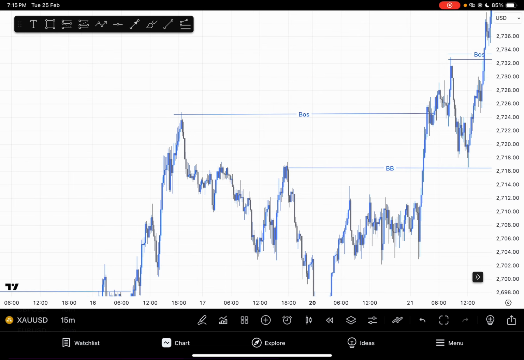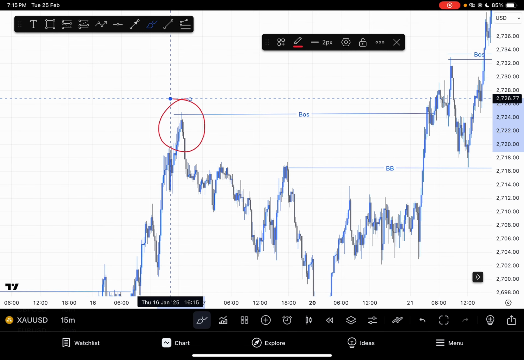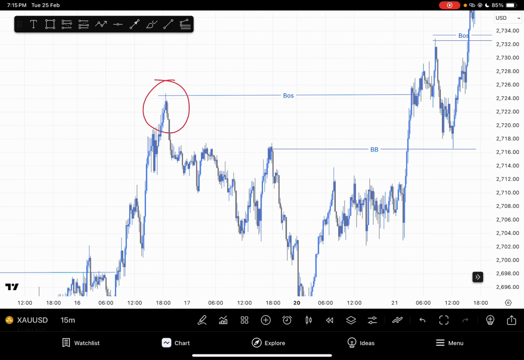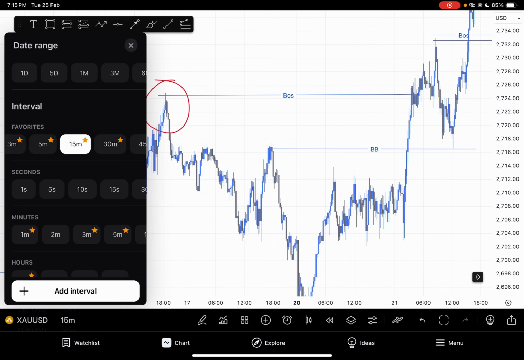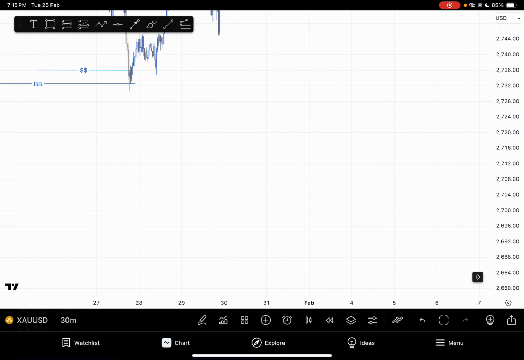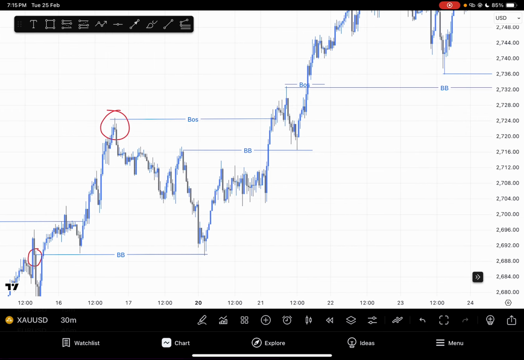Price created another break of structure here again. So after the break of structure, what next? You should look for another order block or another breaker block. So let's move to the higher time frame. This particular breaker block, I was able to spot that on the higher time frame.